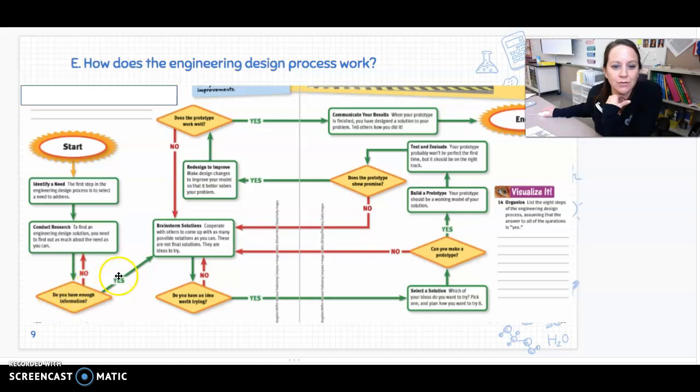Then, do you have enough information? If you have enough information, you can move on. If you don't, you have to go back and do some more research. Then, you start to brainstorm solutions. So working together is the best way to come up with the best types of designs. And the reason for that is because people often have different viewpoints or might think differently. And maybe someone else will come up with an idea that you would have never thought of. And so they work together to come up with as many possible solutions as they can. Okay? And these aren't the final solutions, they're just ideas to try. Okay? Then they move on and say, do you have an idea worth trying? If you don't, then they need to go back and brainstorm more solutions. If they do, then they select a solution.